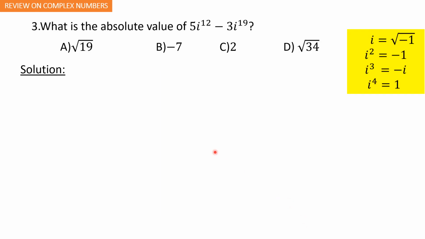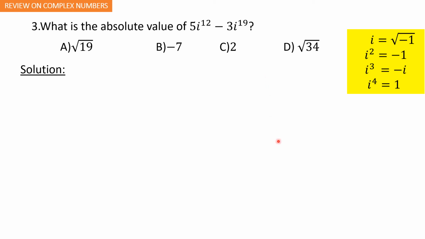Okay, let's have number 3. What is the absolute value of 5i to the 12 minus 3i to the 19? Okay, this time, absolute value ang hinahanap natin. So, we have here A, square root of 19, B, negative 7, C, 2, and D, square root of 34. So, you may pause and then you may try answering.